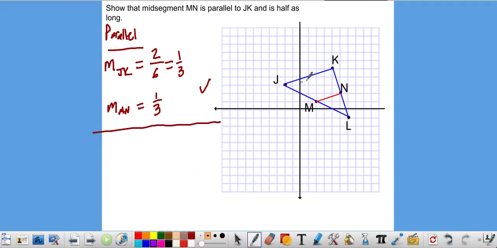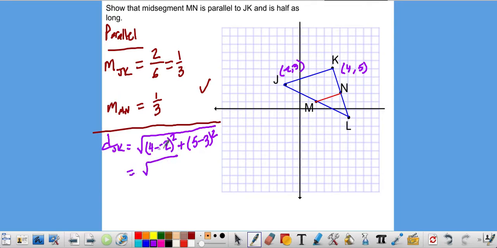If we want to show that JK is twice as long as MN, or MN is half as long is the other way to say that, just use our distance formula. So the distance from J to K is the square root of, K would be, let's label these as points, 4, 5. And J is negative 2, 3. So 4 minus negative 2 squared plus 5 minus 3 squared.